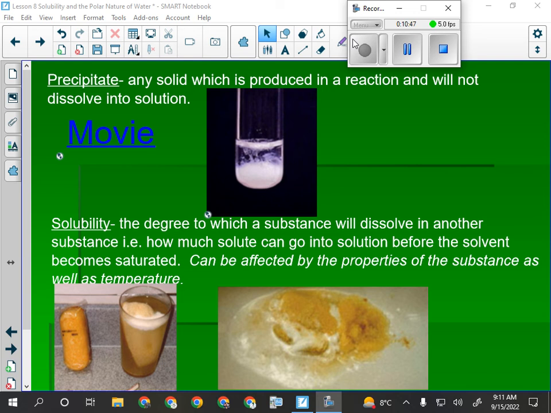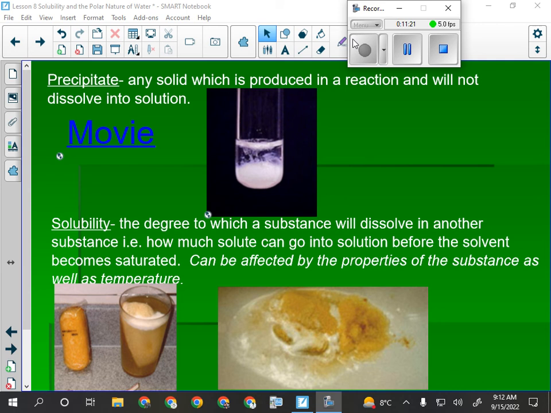Okay, now, solubility is the degree to which a substance will dissolve in another substance. That is, how much solute can go into solution before the solvent becomes saturated. If something is saturated, it can hold no more. If you go out in the rain and it's pouring, pretty soon your clothes become saturated. You're dripping wet because your clothes can't absorb any more water. Well, a solution can become that way too.